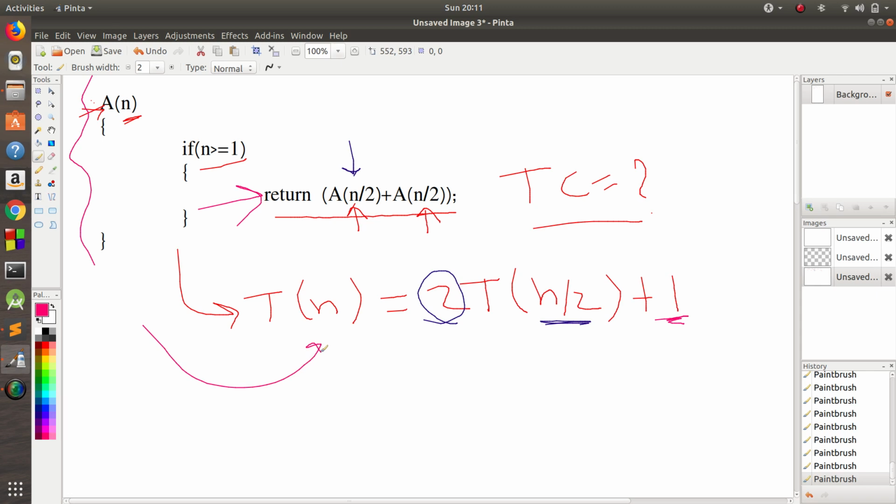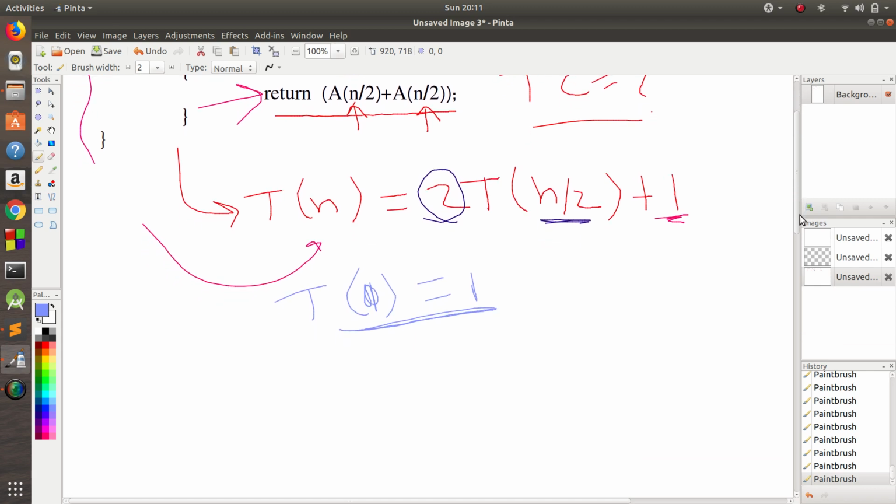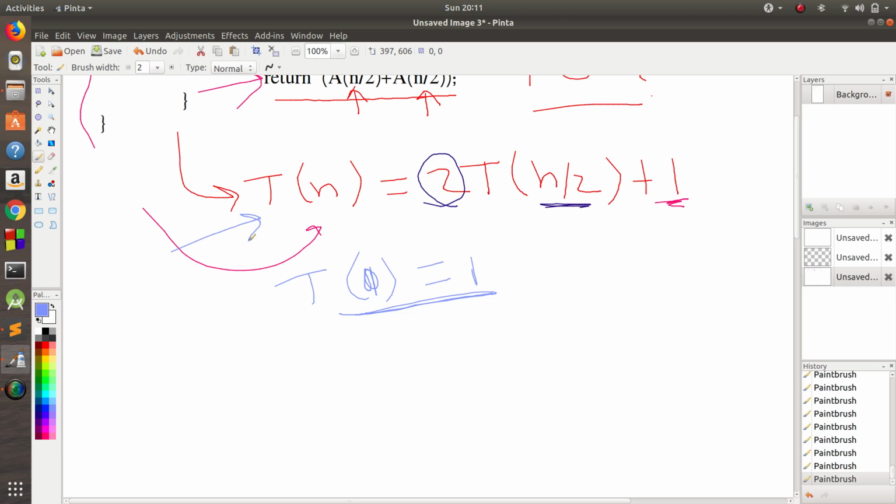There is one thing to note, that T(1) is equal to 1, because whenever n is equal to 1, or let it be 0 rather, the time required would be 1, so one command would be run for that. So when we are having a recurrence function, then we need to calculate the time complexity from it.